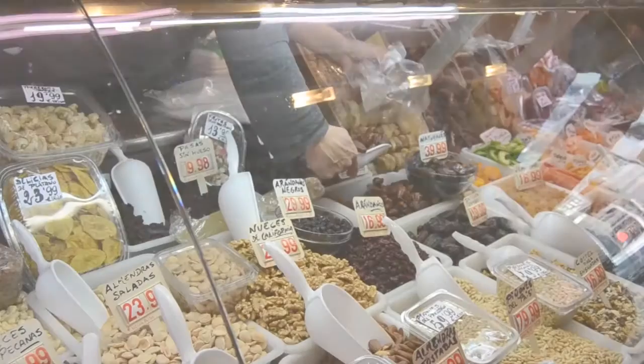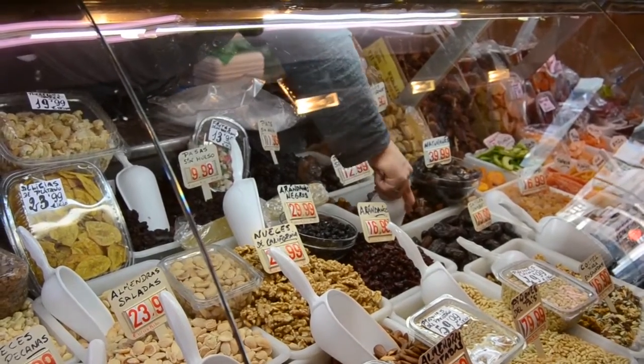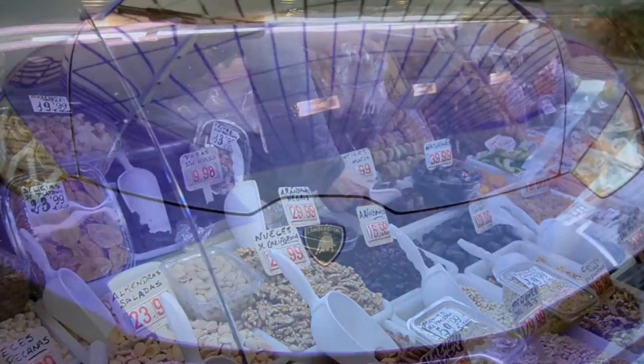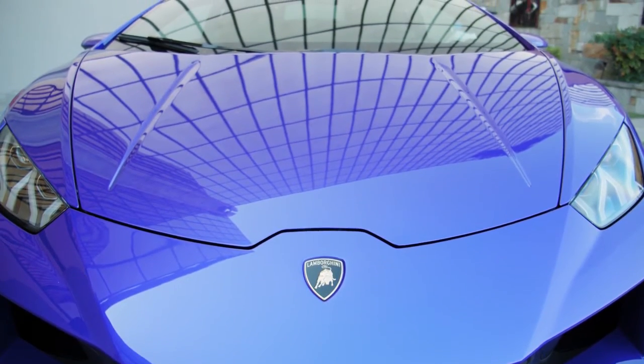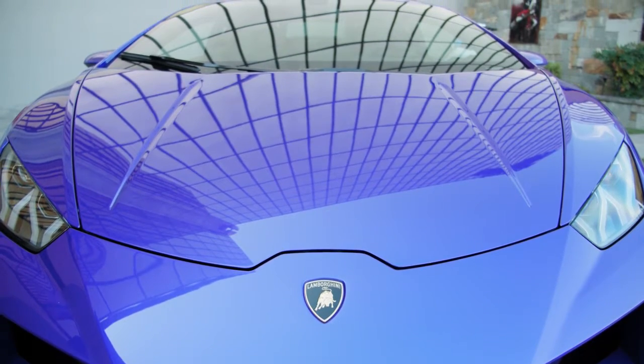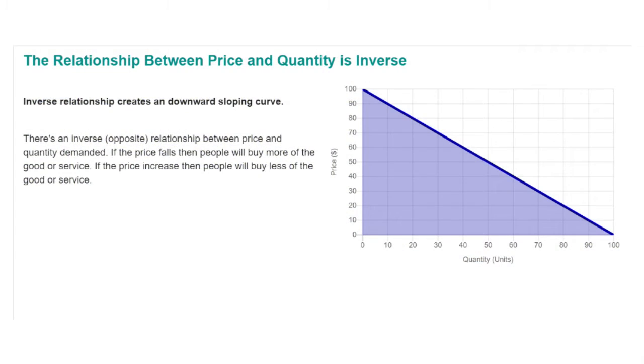The lower the price, the more people can buy that product or service. The higher the price, the more that someone cannot buy that product or service. This is an inverse relationship between price and quantity.